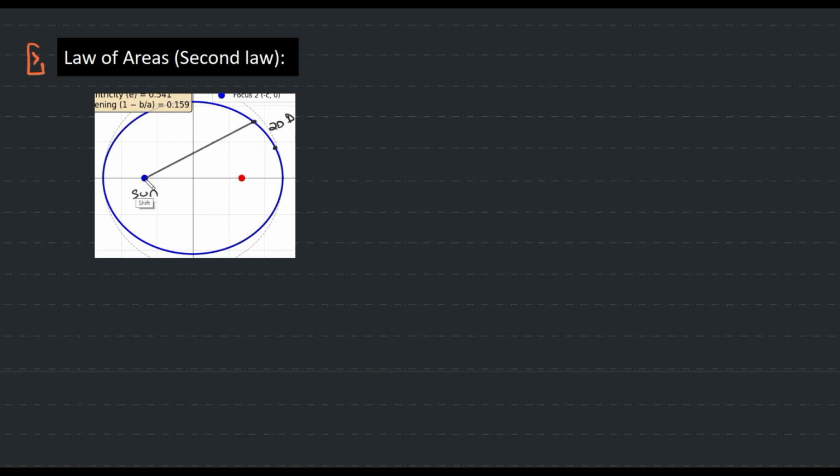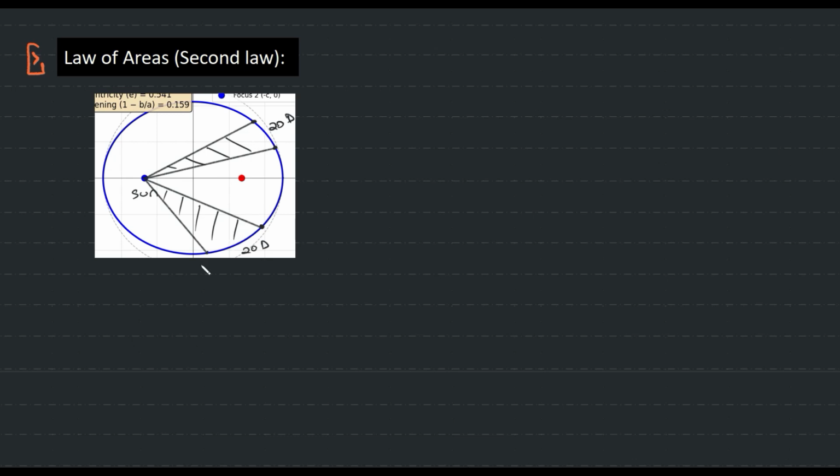If I connect the planet to the sun, this is the area swept by this line, in this way. So this is the area swept by that line in 20 days. Now, if I take up another point, say this is day 0 and say this is day 20. This is 20 days. In this case, this is the area that is swept by this particular line.